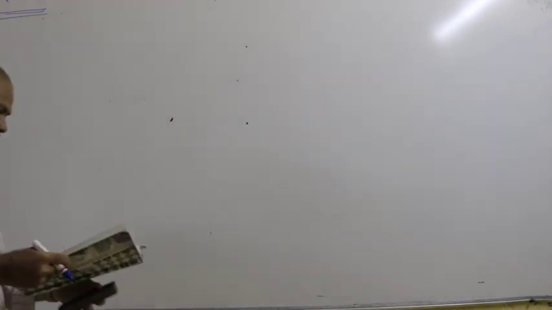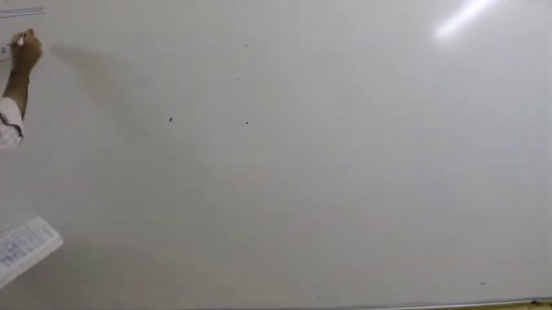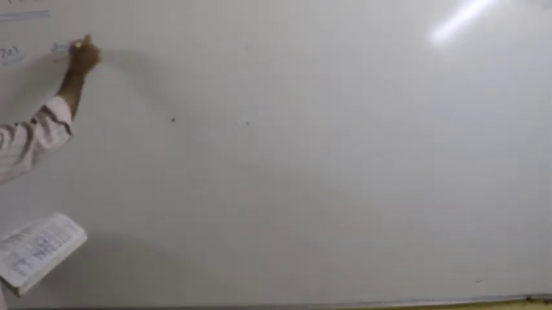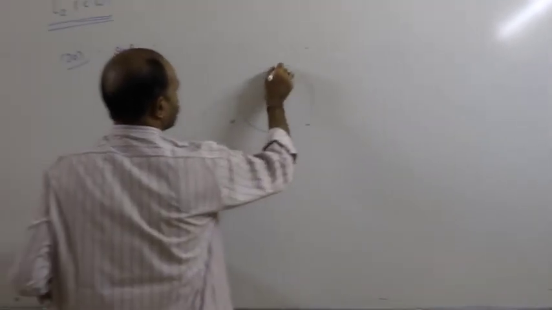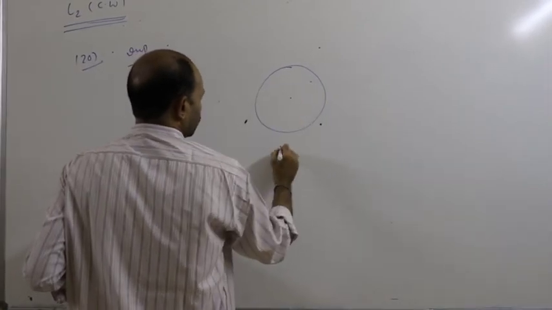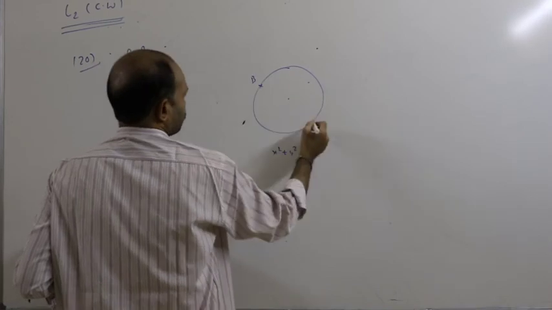And see the next question. Question 20. This is also an important question. B and C are any 2 points on the circle x square plus y square equal to a square. I am taking this as B.